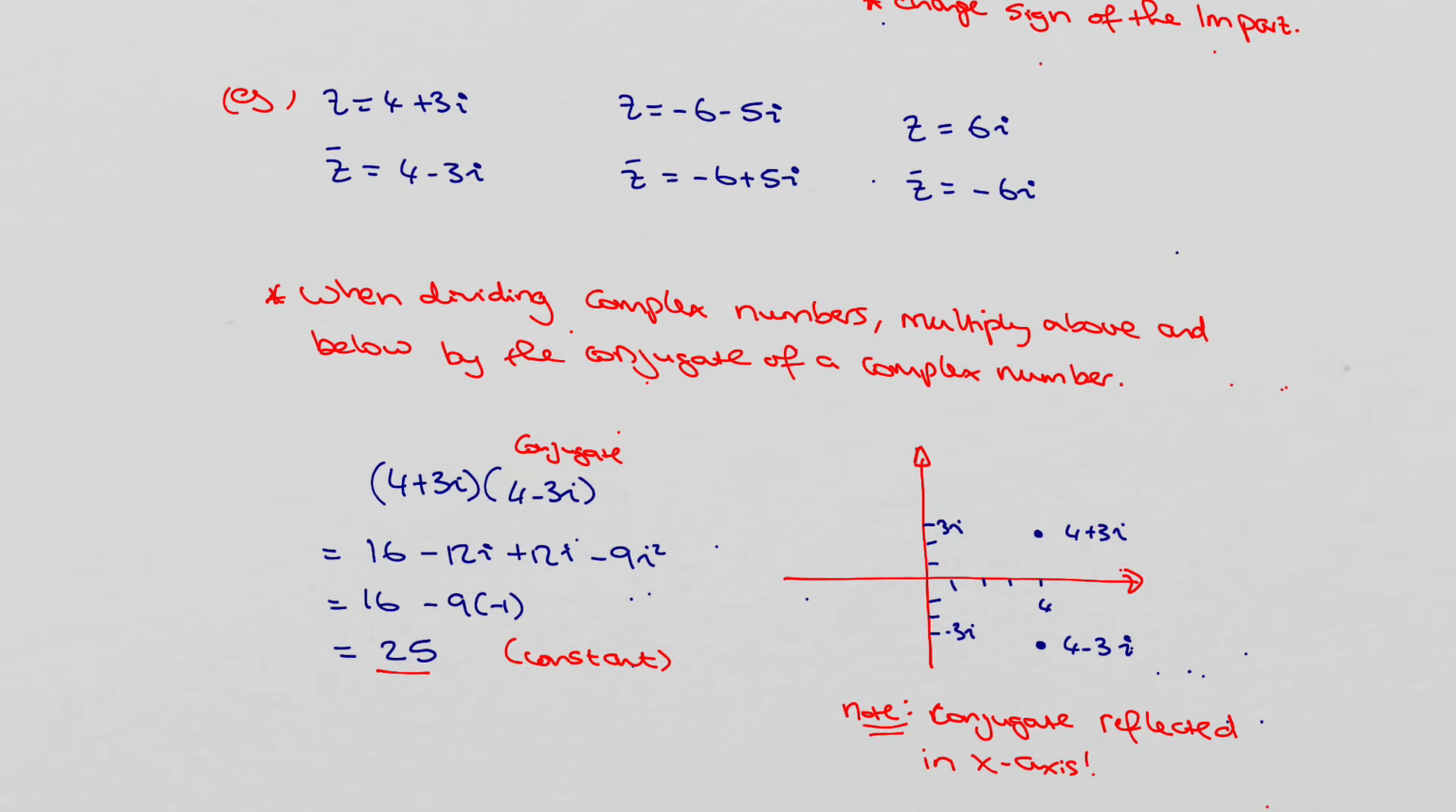So if we were asked to identify our complex numbers using our Argand diagram, look for the one that is directly below through the x-axis. Okay, so let's have a look then at using this information. So type 2, we're going to be asked to divide two complex numbers.